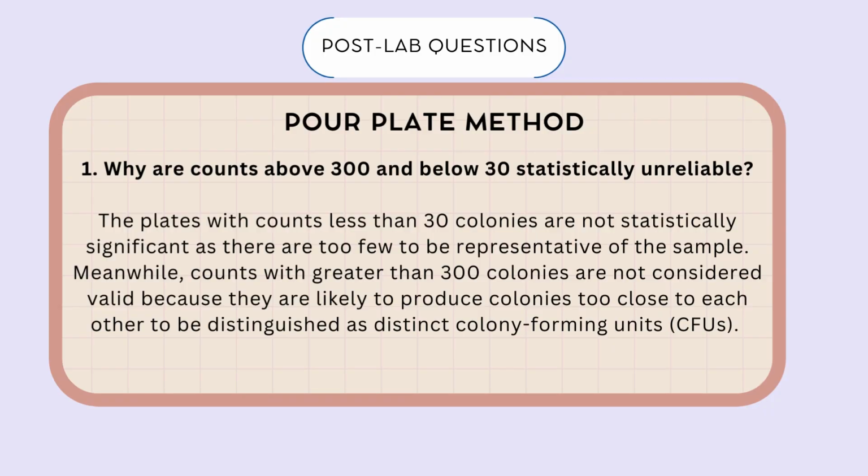Why are counts above 300 and below 30 statistically unreliable? Plates with counts of less than 30 colonies are not statistically significant as they are too few to be representative of the sample. Meanwhile, counts greater than 300 colonies are not considered valid because they are likely to produce colonies too close to each other to be distinguished as distinct colony-forming units.